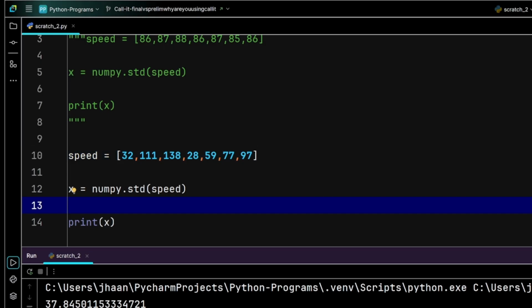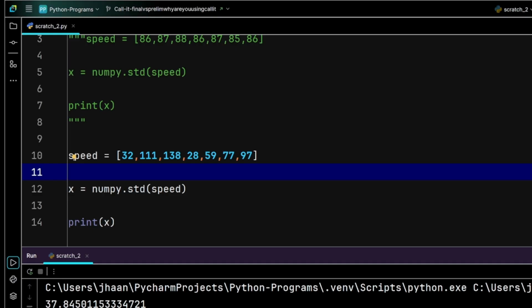And if you look at it, approximately all of them are 37.9 or 37.85 units away from the number 77.4. So that means that it has a higher standard deviation, meaning that it's spread out over a wider range.